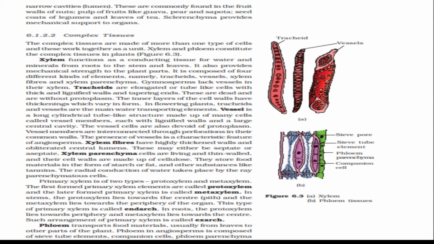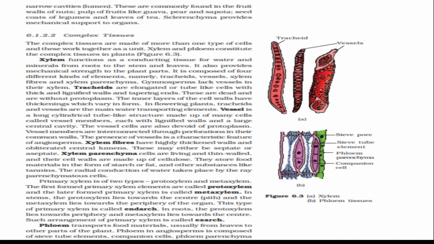Primary xylem is of two types, protoxylem and metaxylem. The first formed primary xylem elements are called protoxylem, and the later formed primary xylem is called metaxylem. In stems, the protoxylem lies towards the center, the pith, and the metaxylem lies towards the periphery of the organ. This type of primary xylem is called endarch. In roots, the protoxylem lies towards the periphery, and metaxylem lies towards the center. Such arrangement of primary xylem is called exarch.